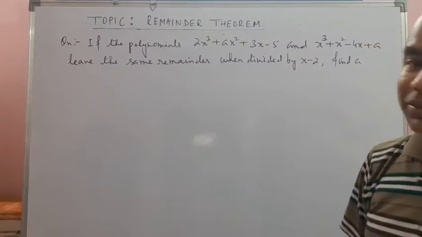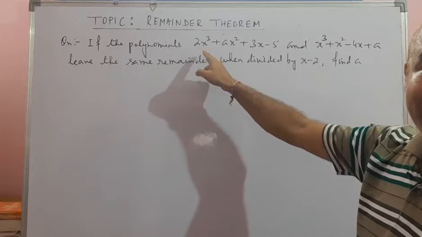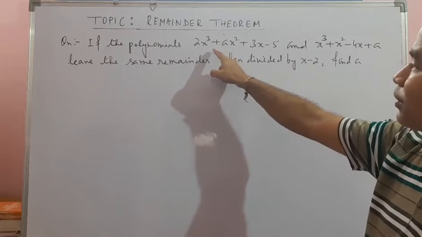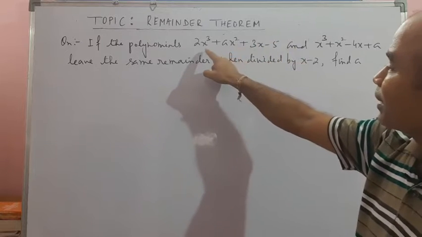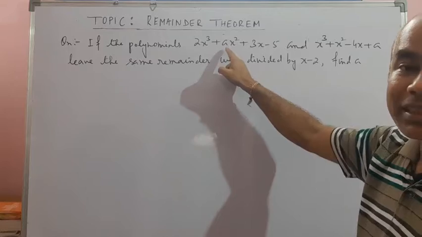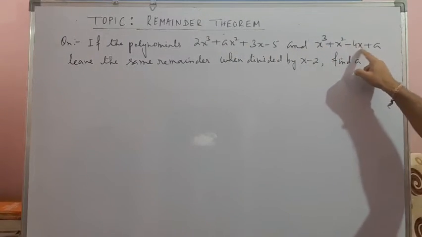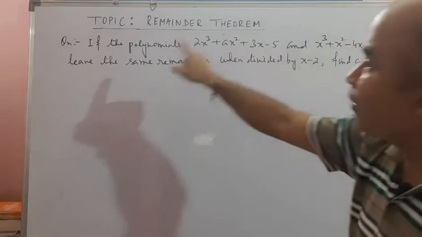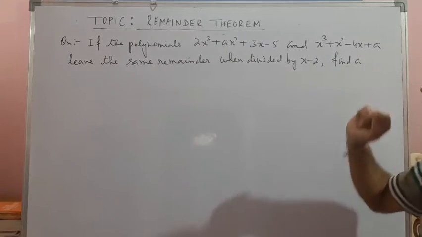Okay students, so we see the next question. There are two polynomials. One is 2x cube plus a x square plus 3x minus 5. If you observe, in this polynomial one unknown value is there, the coefficient of x square, which is written as a. Another polynomial is x cube plus x square minus 4x plus a. They leave the same remainder when divided by x minus 2, then you find a.